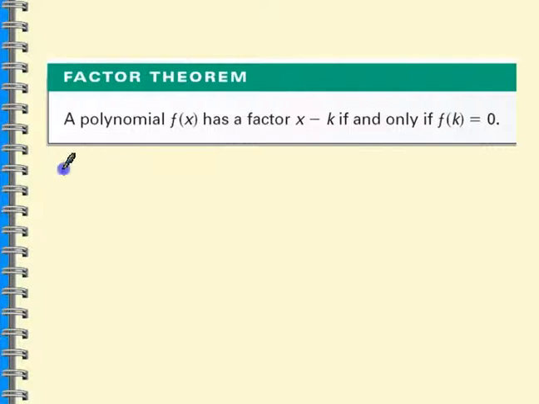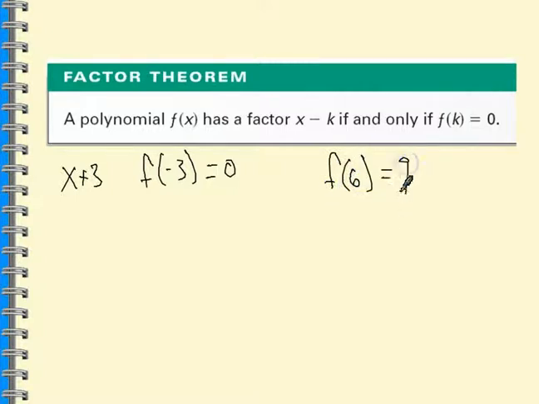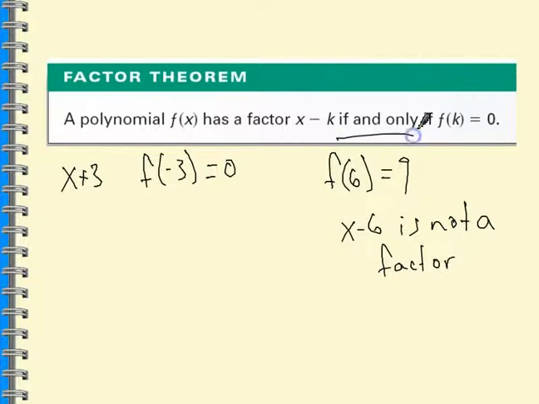So what that means, x plus 3 was a factor of our polynomial because f of negative 3 was equal to 0. Alright, if we have f of 6 for some function is equal to 9, well, it's not a factor. X minus 6 is not a factor because f of 6 is not equal to 0. So if, that's what the if and only if means. So we have to have f of k equal to 0 for x minus k to be a factor.